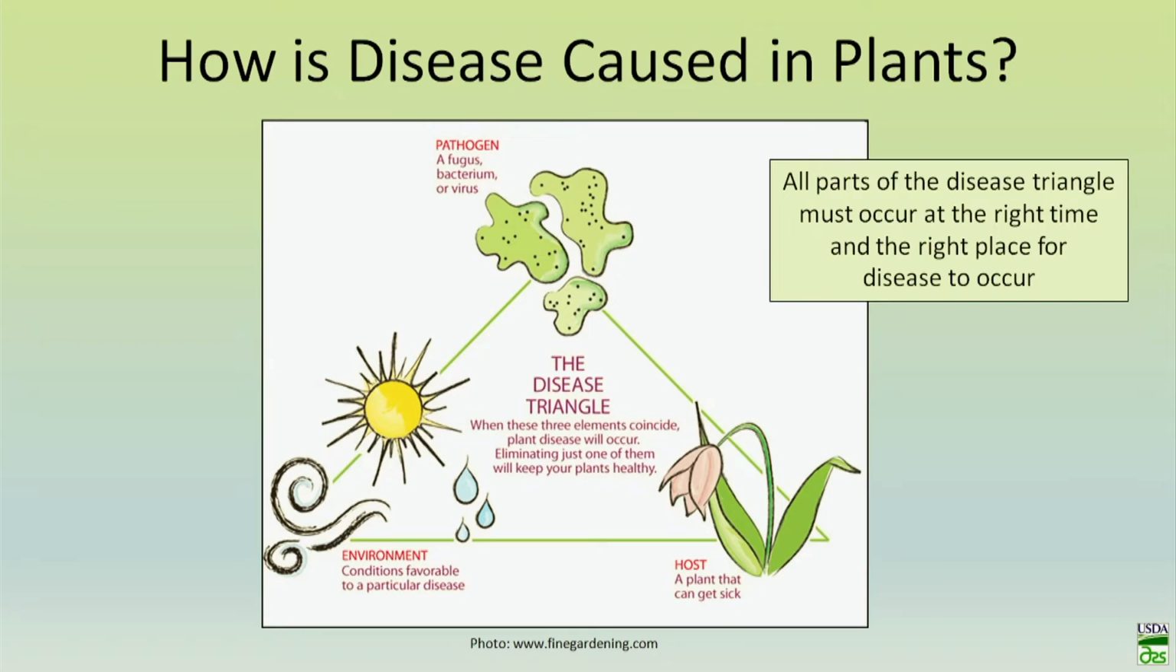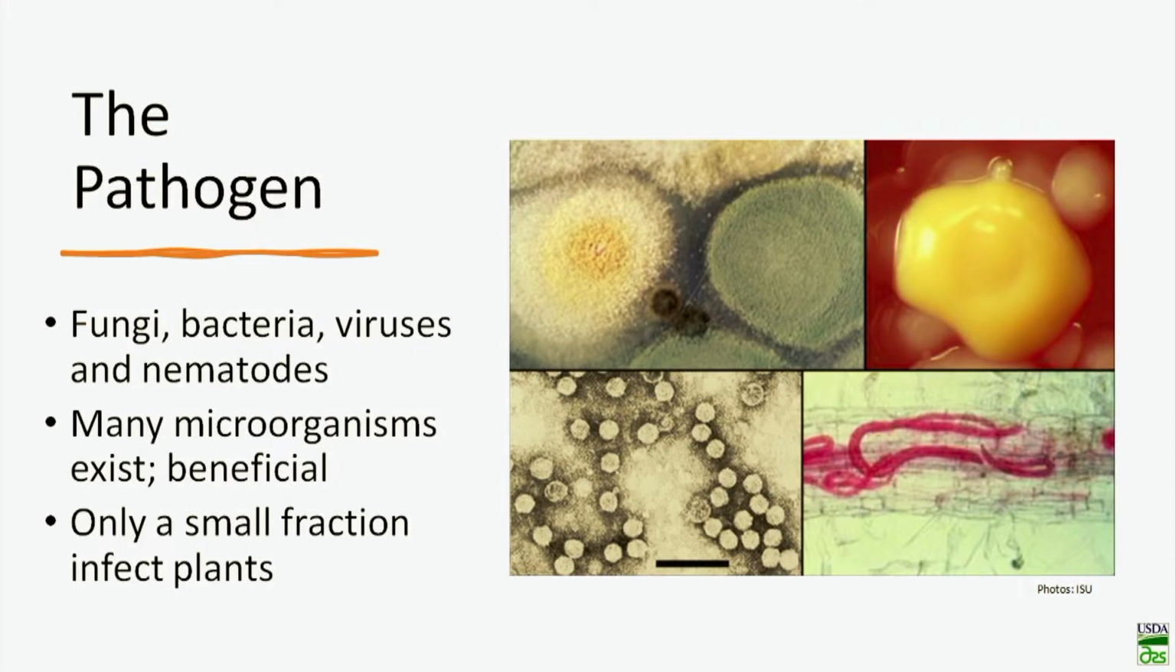Okay, so how is disease caused in plants? Every plant pathologist refers to the disease triangle, and it seems pretty simple, but unfortunately it's not. There are three main components to the disease triangle. You have to have a susceptible host, you have to have the pathogen, and you have to have a favorable environment. And all parts of the triangle have to occur at the right time and the right place in order for disease to occur. So if there's any way to minimize or eliminate a portion of this triangle, you can begin to manage disease.